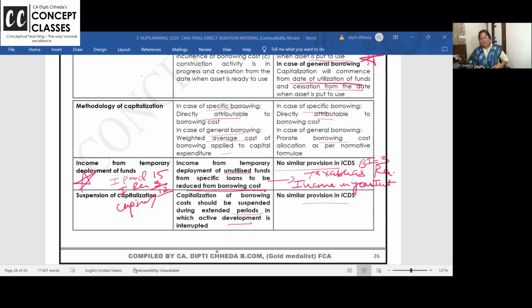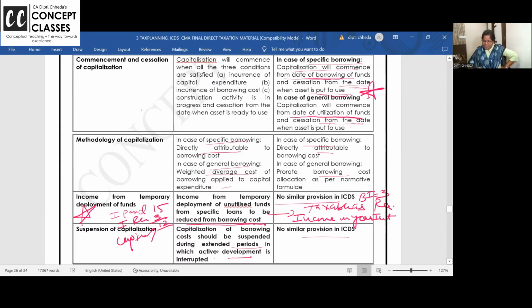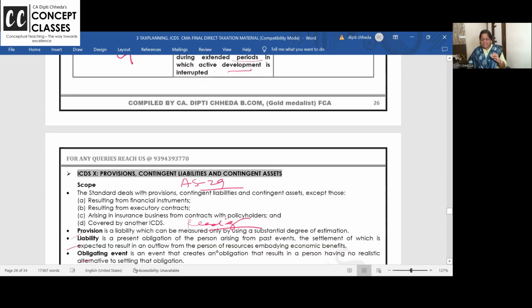For some of you, it's a double revision, just 5 minutes more. Then we'll take up all the question answers, which we have already actually covered in the introduction also. Chalo, next. Capitalization, when it should be stopped, already covered here: when the asset is ready to be put to use. That's all for ICDS 9, and the last one now, ICDS 10.